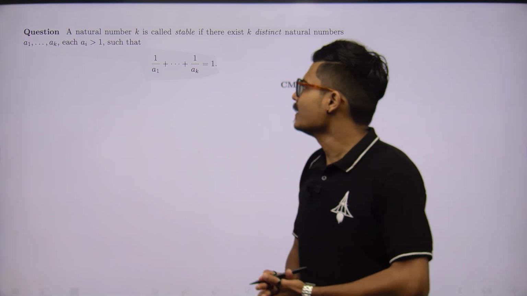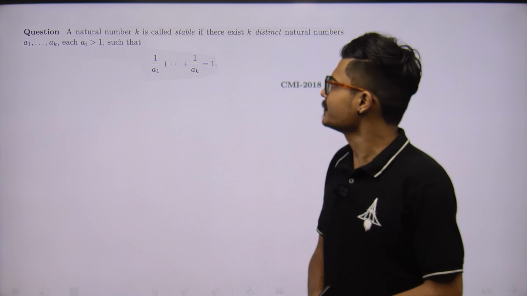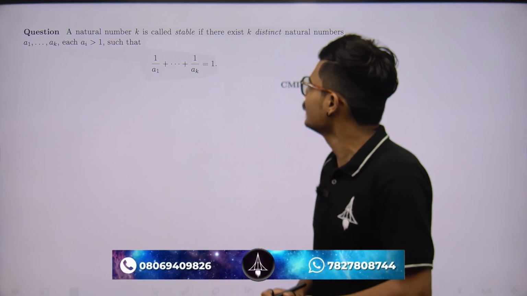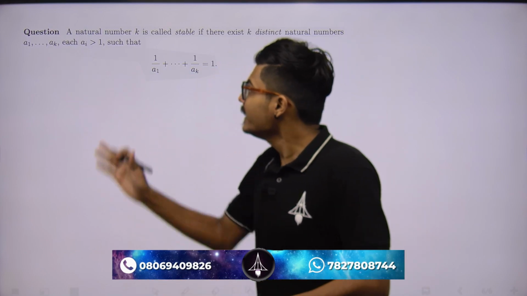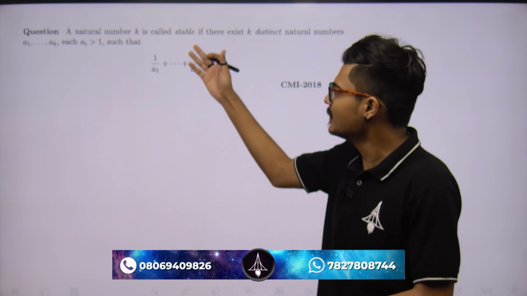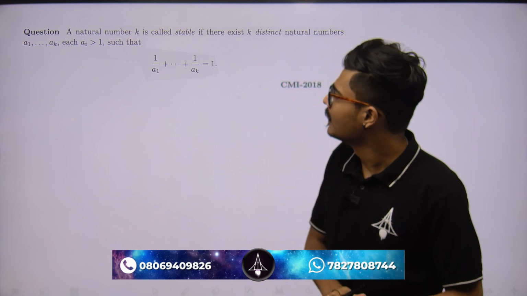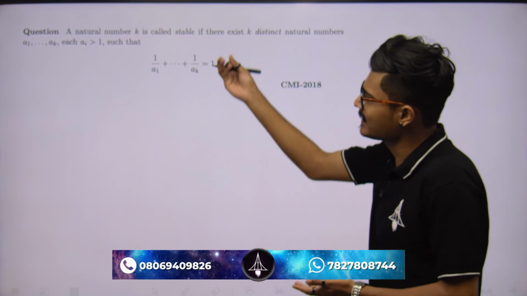Now, in this question, you have a definition. It says that a natural number k is called stable if there exist k distinct natural numbers a1 to ak, each of them greater than 1, such that the sum of their reciprocals is equal to 1. Alright, so we have to figure out which k's are actually stable.